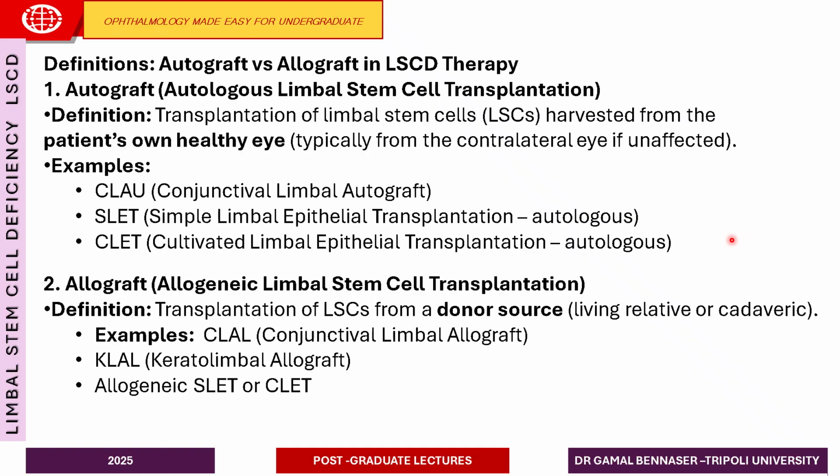Now, the allograft means that we are taking the cells either from a relative donor, that's another person related to the patient, or from a cadaver. And of course, since it is an allograft, there is a burden and a risk of immunological response. The typical examples are the conjunctival limbal allograft, the keratolimbal allograft, and the allogenic CLET.